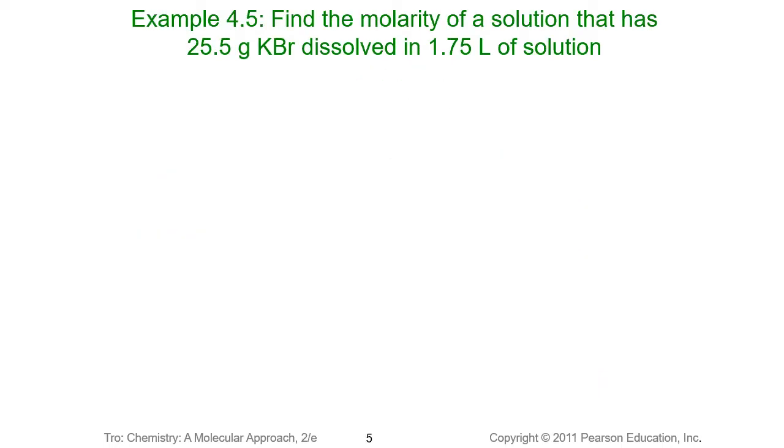So let's try an example. Let's find the molarity of a solution that has 25 grams of potassium bromide dissolved in 1.5 liters of solution. So we're going to start with our 25.5 grams potassium bromide, and because we're trying to find the molarity, remember molarity is moles over liters, we have to find the moles.